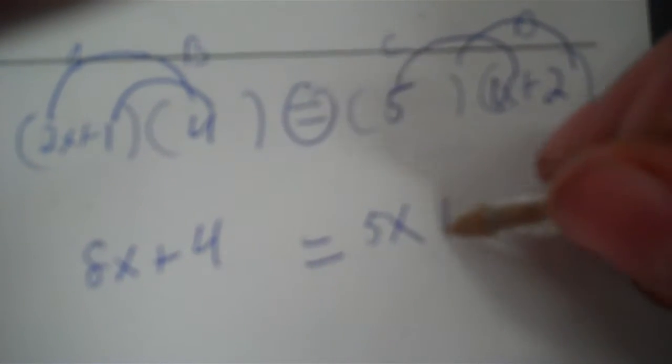So 2x times 4 is 8x, 1 times 4 is 4, 5 times 1x is 5x, 5 times 2 is 10. Okay, I've got two different x's, they're on opposite sides, so let's pick the 5, go ahead and get rid of him. So that's going to be 3x plus 4 equals 10. Minus 4, so I have 3 times x, and that's 6, so I divide by 3, and x equals 2.